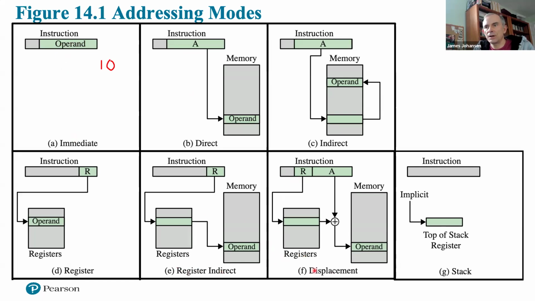So that's register indirect. And then finally, displacement. Now we have a register, and we need to add the contents of that register to another value. Together that forms the location in memory where the operand is. So this is a combination of indirect and registers. And finally, we have the stack. There are no registers or operands shown in the command. It's literally just the control, whether it's going to do an add or whatever.